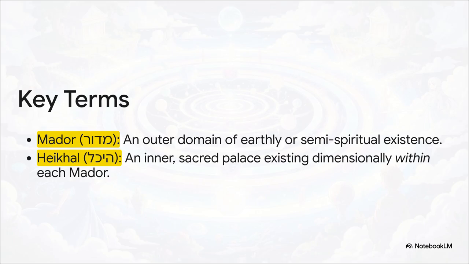So let's lock in these two key terms, because we're going to be using them a lot. First, you have a Midor. The plural is Midorim. Think of this as a huge outer domain, like a whole region or even a dimension. But then within each Midor, you find a Heichal. Plural is Heichalot. This is an inner, more sacred, more refined sanctuary. It's not like a building in a city.